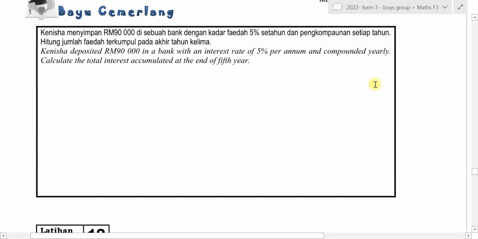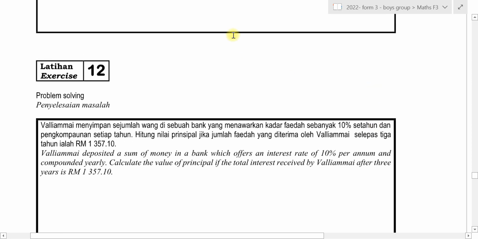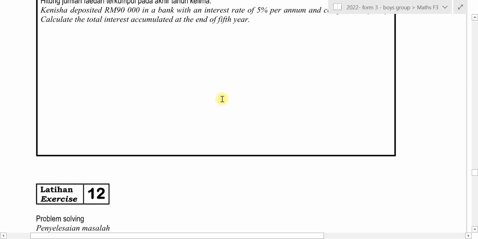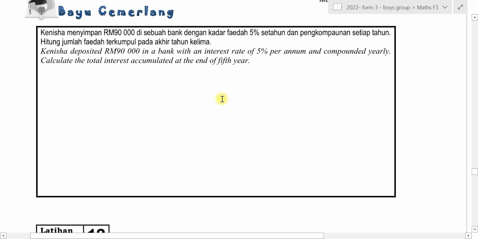Okay. One more final question before we end the class. Next week we will start the problem solving. No need to put too many things today. Kenisha deposits 90,000 in a bank with an interest rate of 5% per annum and compounded yearly. Compounded yearly means every year. Every year in 1 year is 1. Compounded yearly means n equals 1. Calculate the total interest accumulated. Careful, the question is not asking for the total saving.